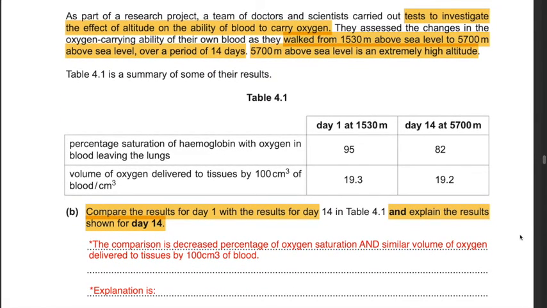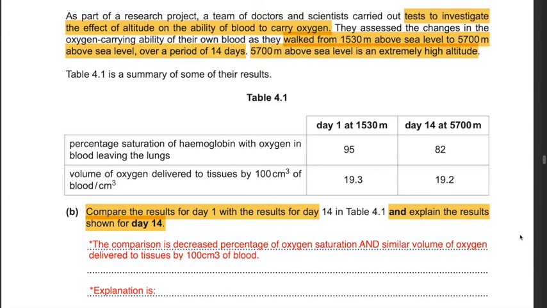As part of a research project, a team of doctors and scientists carry out tests to investigate the effect of altitude on the ability of blood to carry oxygen. They assess the changes in the oxygen carrying ability of their own blood as they walk from 1,530 meters above sea level to 5,700 meters above sea level over a period of 14 days. 5,700 meters above sea level is an extremely high altitude. Table 4.1 is a summary of some of the results.